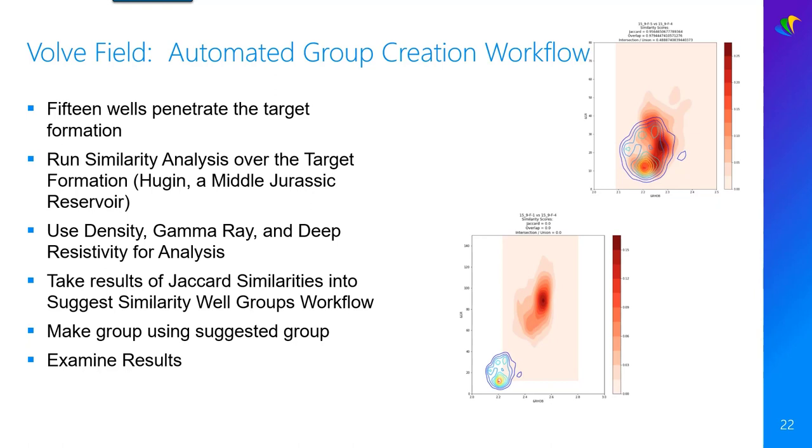And then we took the results of Jacquard similarities into the suggest similarity well groups workflow. And then we created a group using the suggested group, and we're going to take a look at the results. Now over here we're showing this is a similar well, and this is a highly dissimilar well. There's zero overlaps. One of the reasons for that is this well is productive and this well isn't, because we're using the deep resistivity, so the productive wells are high resistivity and the non-productive wells are low. Now this is gamma ray sonic. The dissimilar wells are very dissimilar.